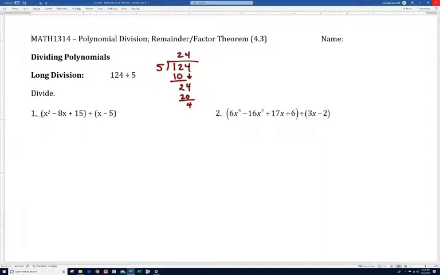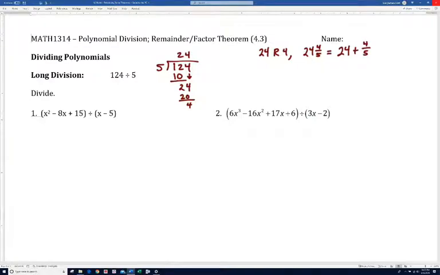Now, once this number at the bottom here, once we get a number that's smaller than our divisor, which is 5 here, we're done. And so our answer here is 24 with a remainder of 4. When we first started doing long division, this is how we would write our answers. But then we got a little bit more sophisticated, and we would write them this way. This would be 24 and 4/5, the remainder over the divisor. Now, just to kind of set things up for what we're going to be seeing down below, we could write this as 24 plus 4/5.